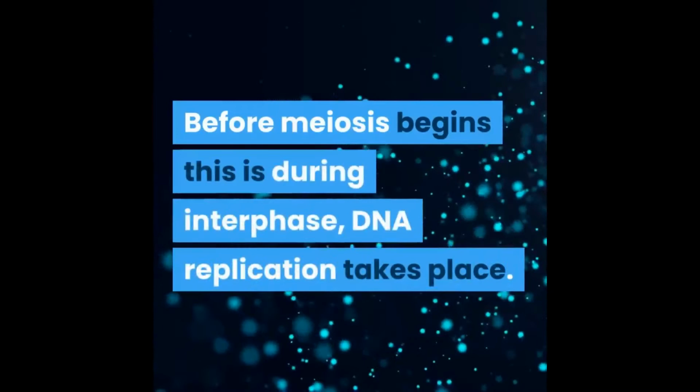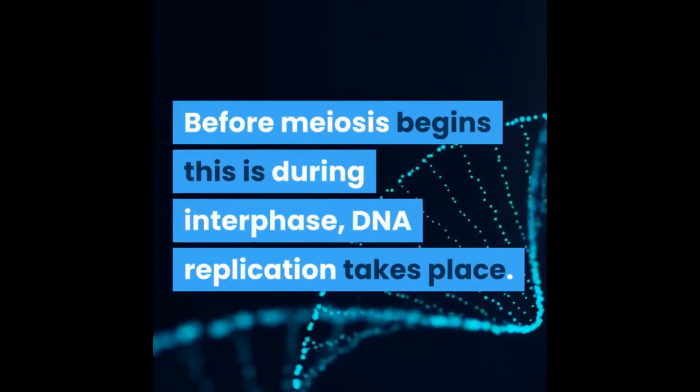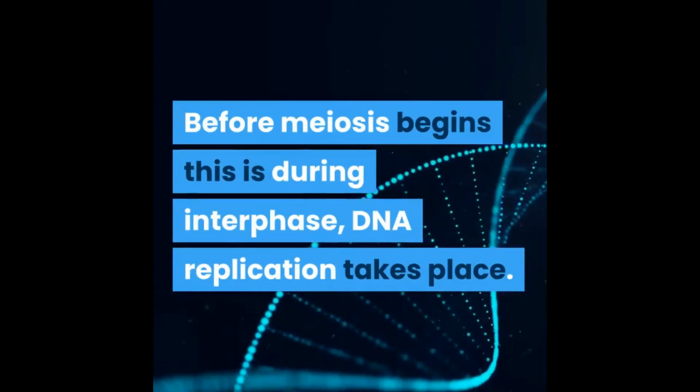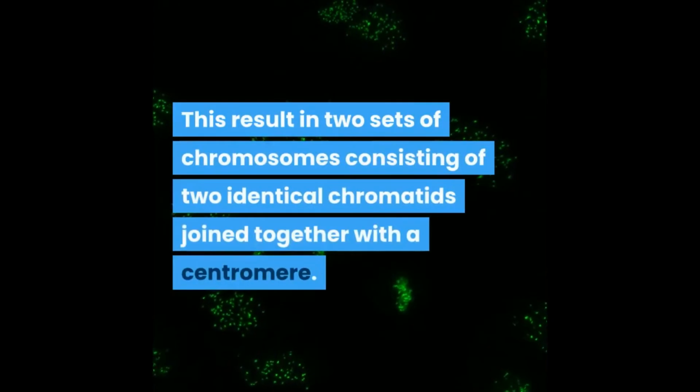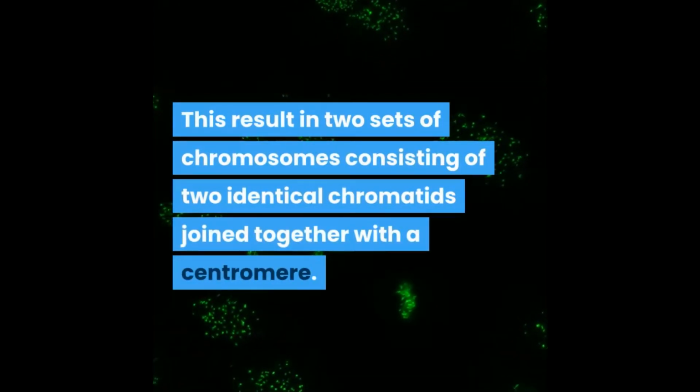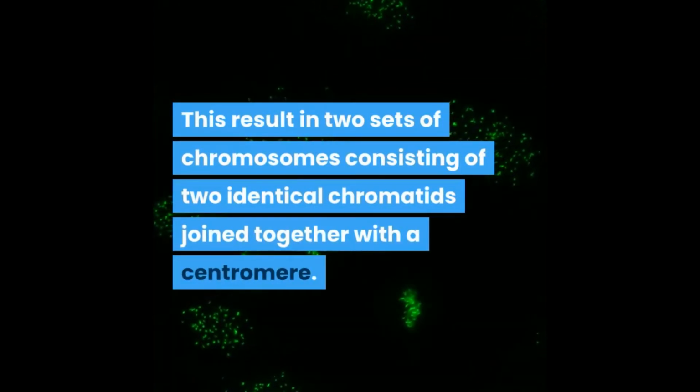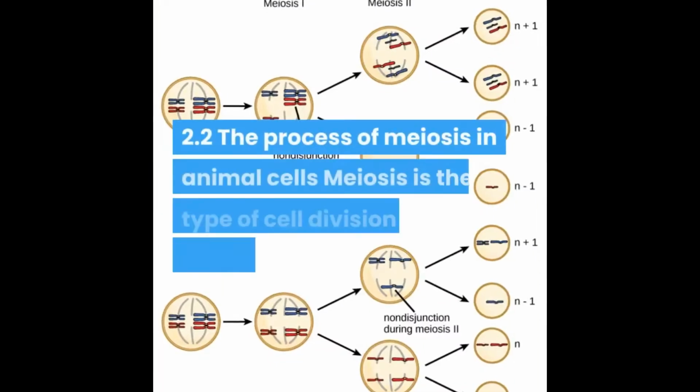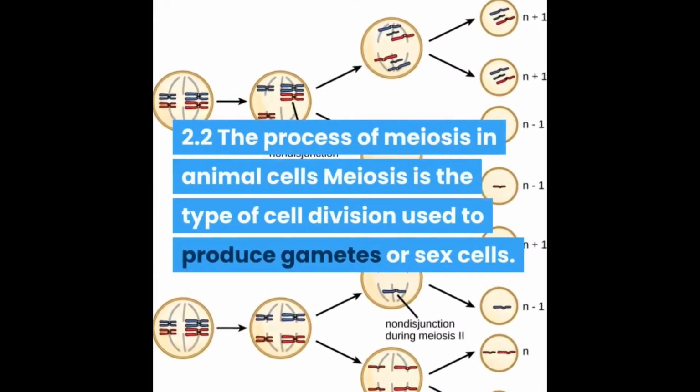Before meiosis begins, during interphase, DNA replication takes place. This results in two sets of chromosomes consisting of two identical chromatids joined together with a centromere. 2.2 The process of meiosis in animal cells.